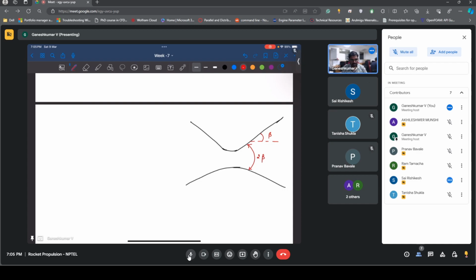Is that clear? Yeah, I got it. Sir, what is the half divergence angle? Like we take cos square of beta by 2 for the fractional loss. So the half divergence angle is this part, beta. This beta is what I am calling the half divergence angle. So if you consider this as a beta, then this will be beta by 2. That's it.